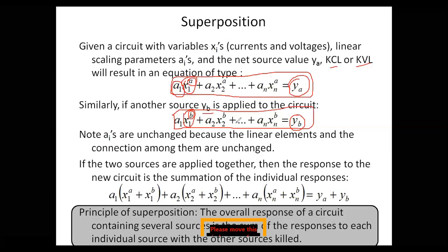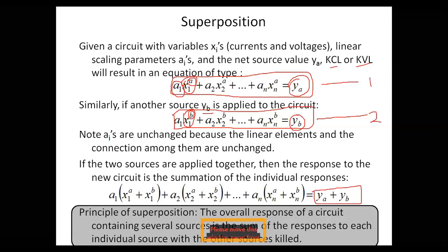At the end of the day, the superposition principle tells us that if the two sources are applied together in the circuit, the response of the new circuit is going to be the summation of the individual responses that we have. This can be referred to as the first response, equation 1, and this as the second response, equation 2. Addition of these two equations will give us the total response in the circuit. That will be A1 (X1A plus X1B) plus A2 (X2A plus X2B) plus A3 (X3A plus X3B), and it continues on to the last term, and it will be equal to YA plus YB, the summation of the sources that we have.